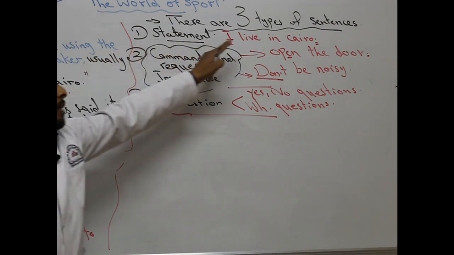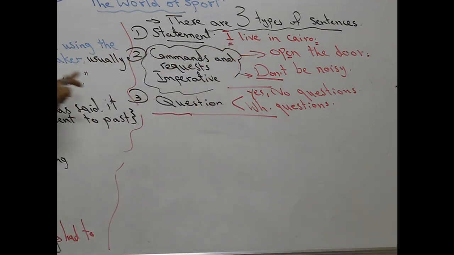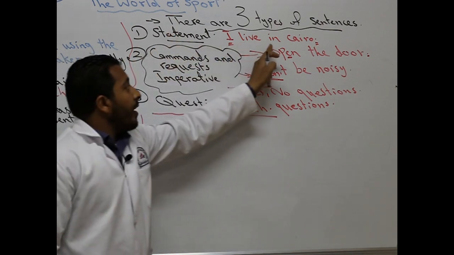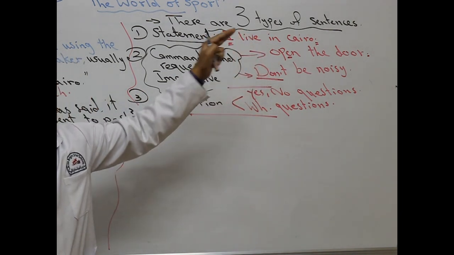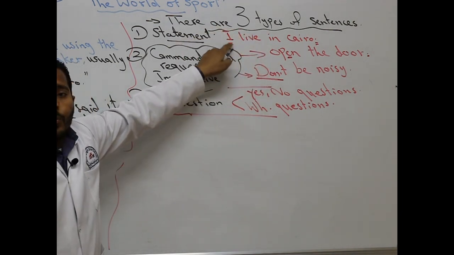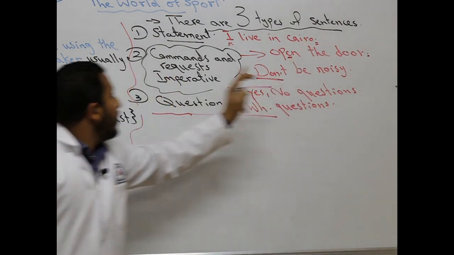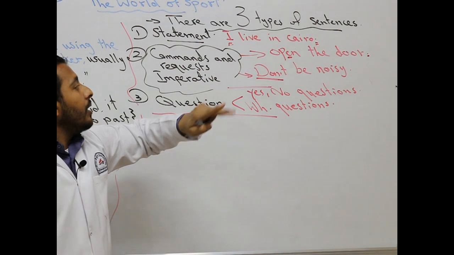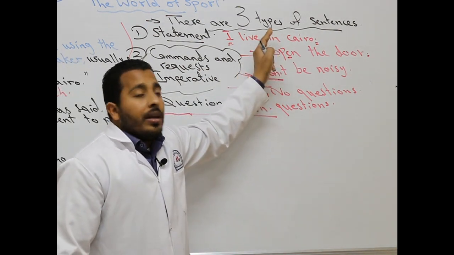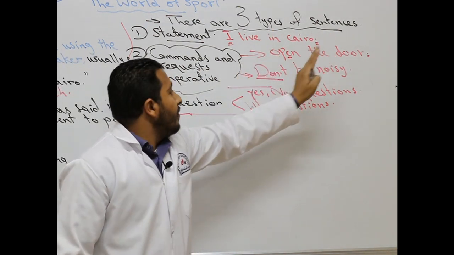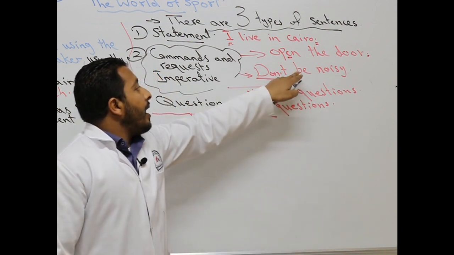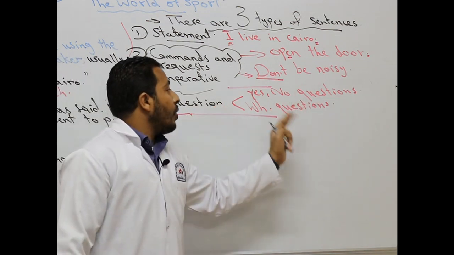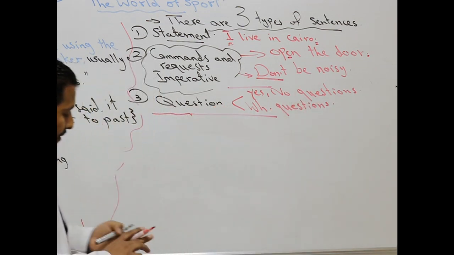We can see 3 types of sentences between the quotation marks. Maybe statement, I live in Cairo. How to know that's a statement? We always start with the subject and end with full stop. Imperative, open the door and don't be noisy. Open the door, it's an imperative but affirmative. Don't be noisy, it's an imperative but negative. Question, yes or no questions or WH question.